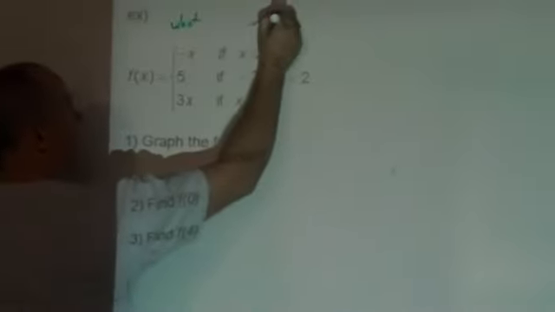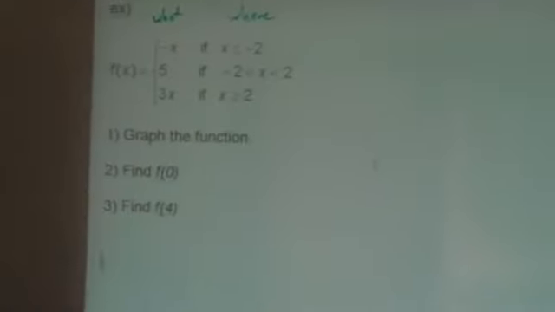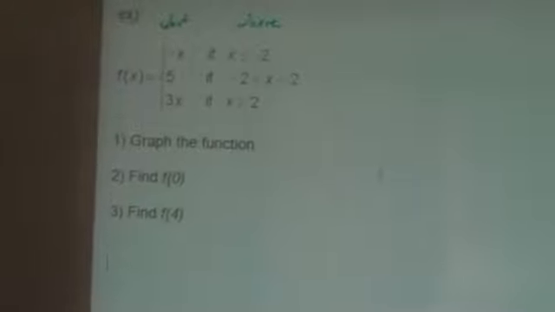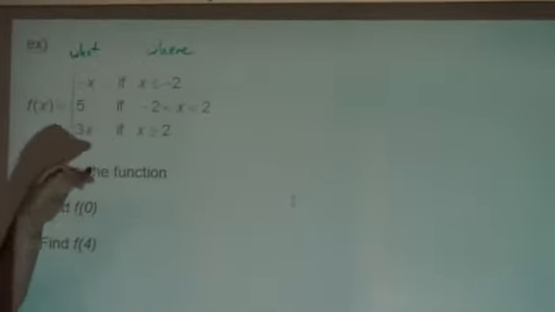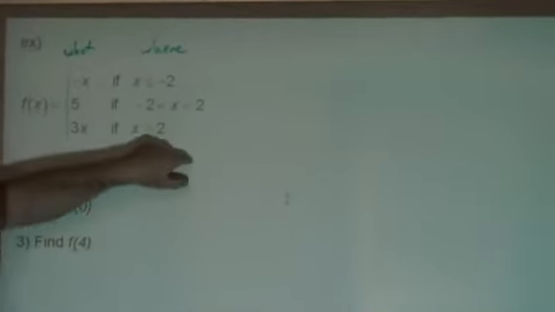Okay, now, here are the directions. We have this piecewise function. Once again, this column here means what you're doing. This column here means where it happens. In general with functions, whenever you're talking about what, you're talking about what the y values are. Whenever you're talking about where, and this is the important part, where refers to the x values. Okay? So first we have to graph it.